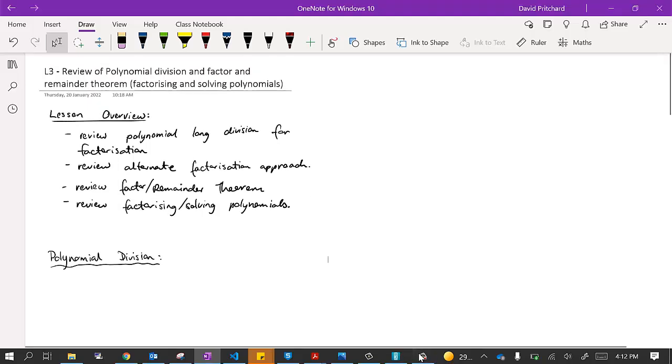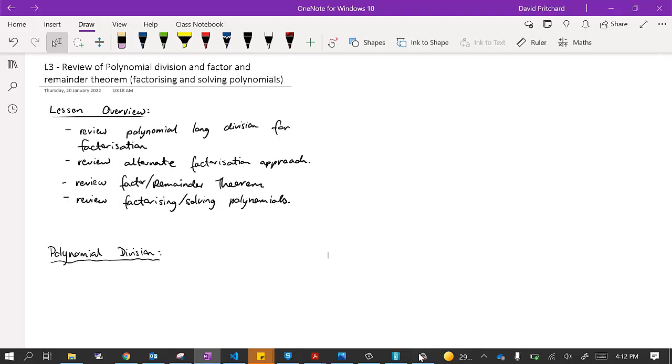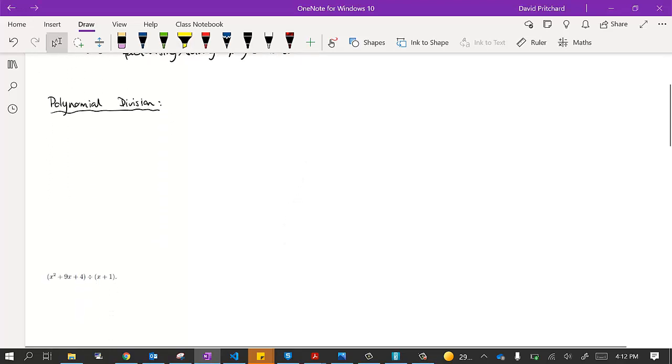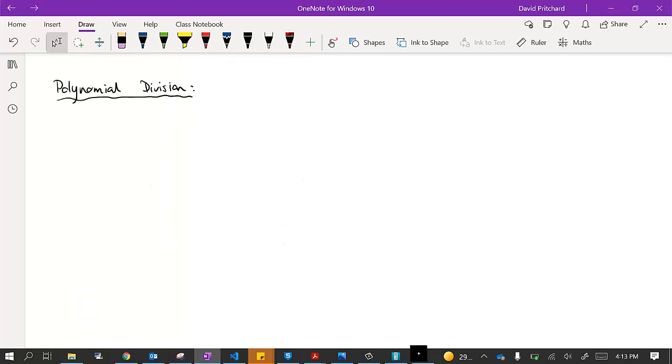In this lesson today, we're looking at reviewing polynomial division and the factor remainder theorem. Possibly at the end of the lesson, we'll look at factorizing and solving polynomials. So I'll start by reviewing polynomial division. Now, polynomial division, as we know, because this is a review, we're hijacking that division algorithm.